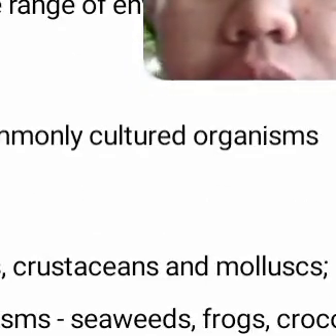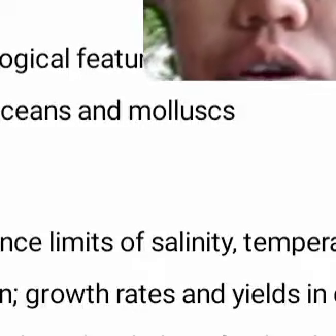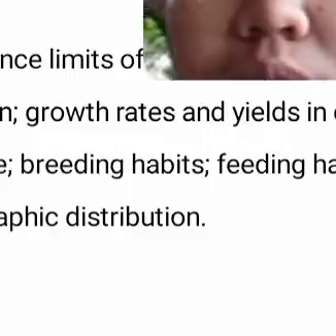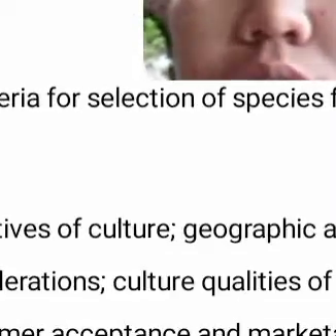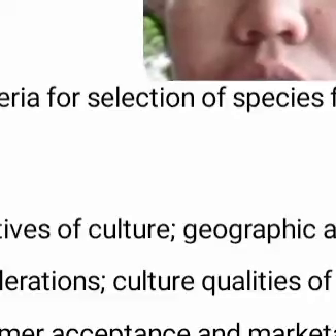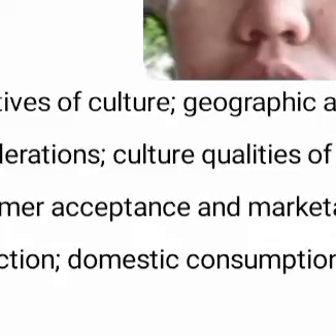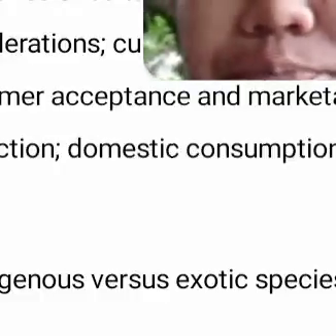Number 7. Identify 6 factors to consider in selecting species for possible aquaculture. Commonly cultured organisms: fishes, crustaceans, and mollusks. Other cultured organisms: seaweed, frogs, crocodiles, and turtles. Biological features of commonly cultured fishes, crustaceans, and mollusks: tolerance limits of salinity, temperature, and oxygen tension, growth rates and yields in different types of culture, breeding habits, feeding habits, and geographic distribution.